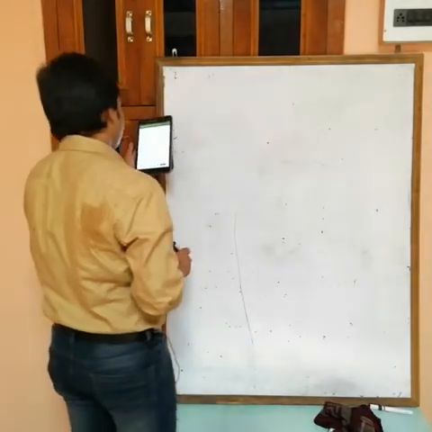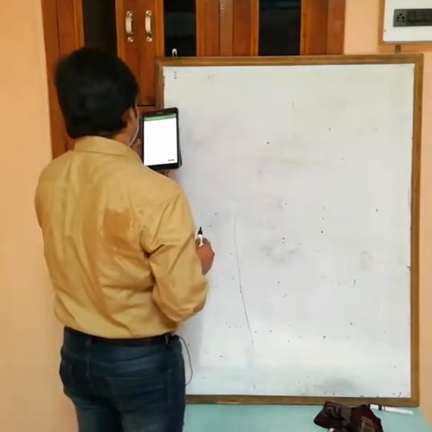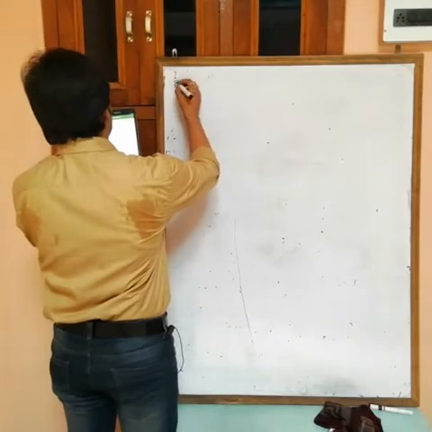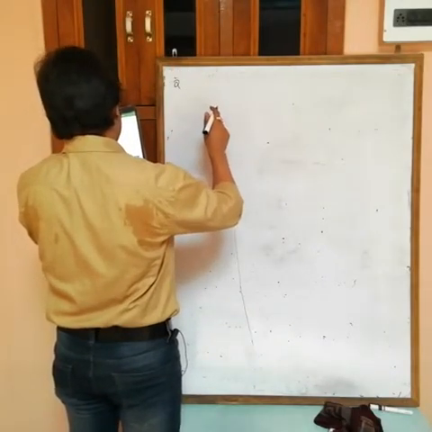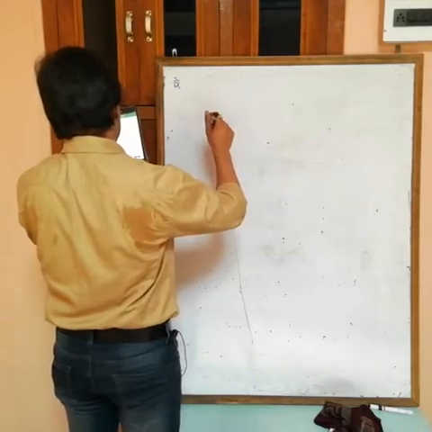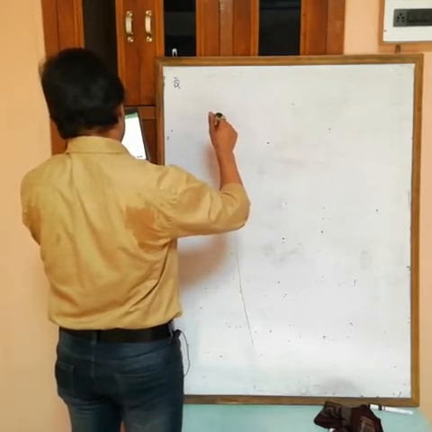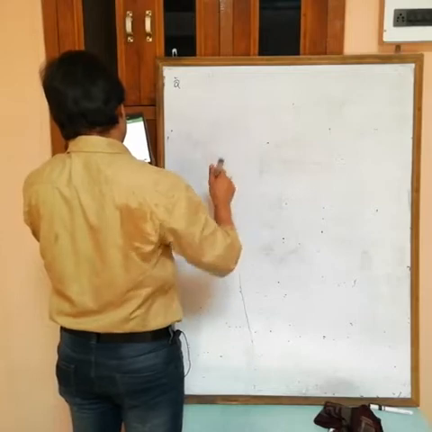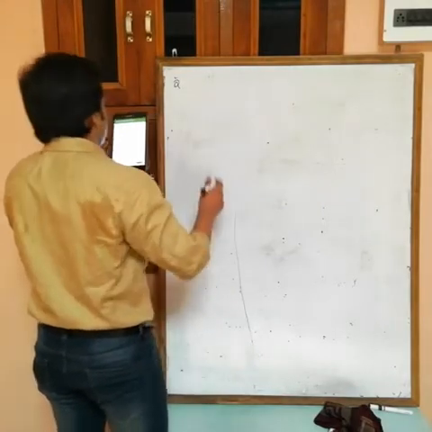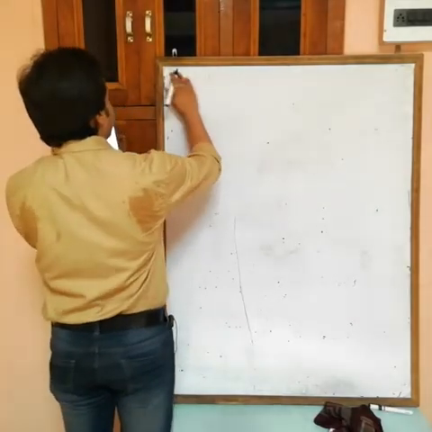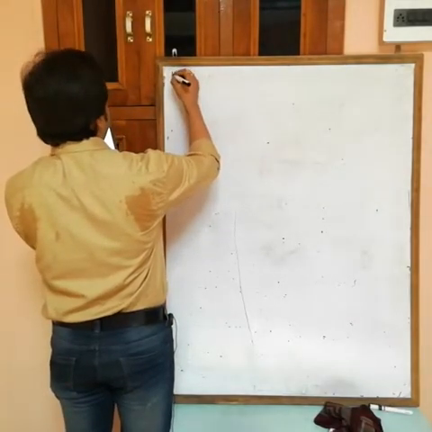Okay, next question is from JEE Mains 2016, but this one is simple. A into adjoint of A equals A into A transpose. Okay, I am not taking this one. Now next is from JEE Mains 2015.